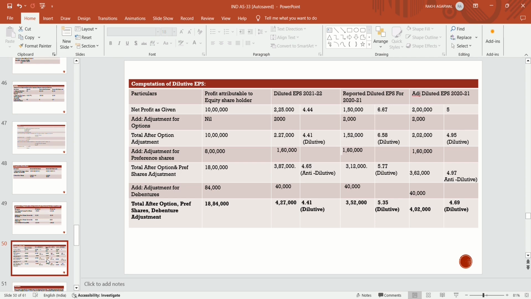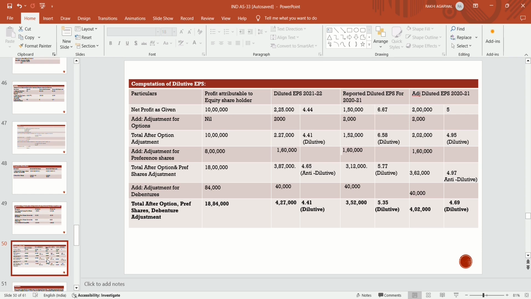5 is the EPS. Now we have to give the adjustment for option, as profit attributable to equity holder is nil. Diluted number of shares in case of option becomes 2,000. Total after option adjustment becomes 10 lakhs plus nil is 10 lakhs, and number of shares becomes 2,25,000 plus 2,000, that is 2,27,000. 10 lakh divided by 2,27,000 becomes 4.41. So from 4.44, it reduces to 4.41. So it is a diluted EPS because it is reducing in nature.